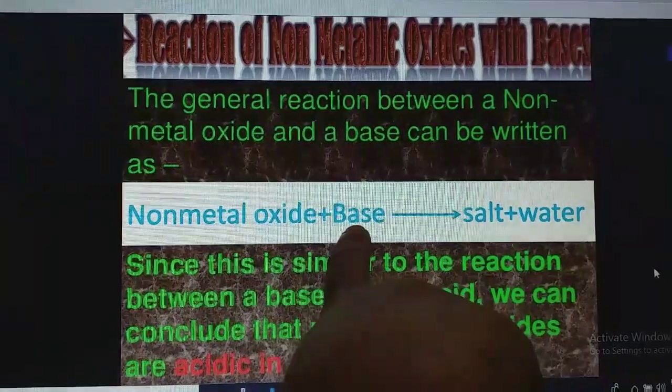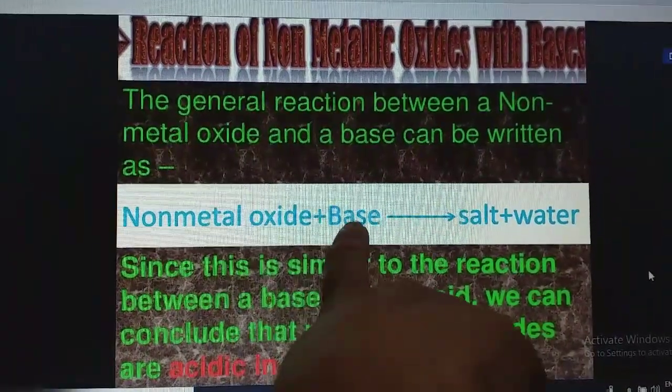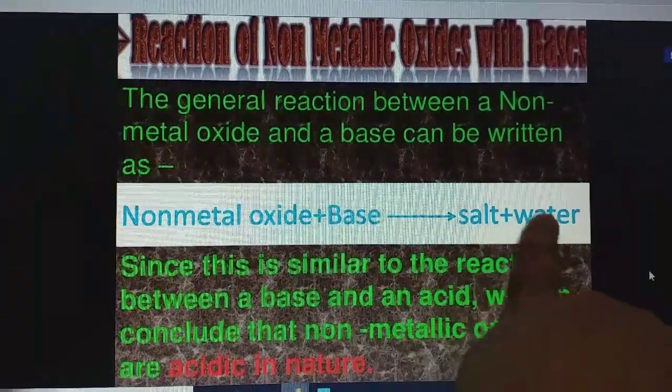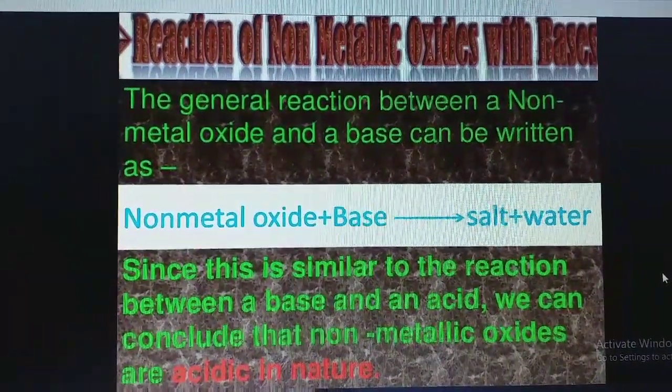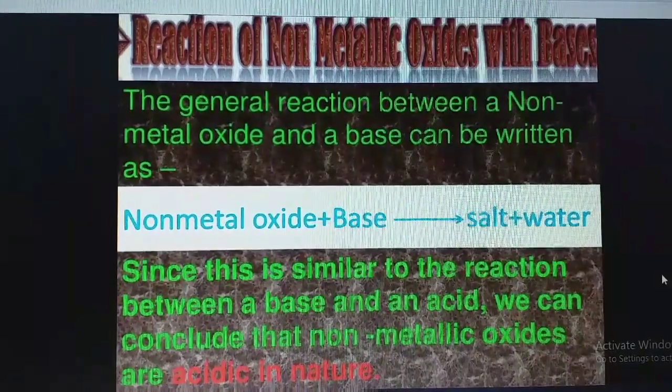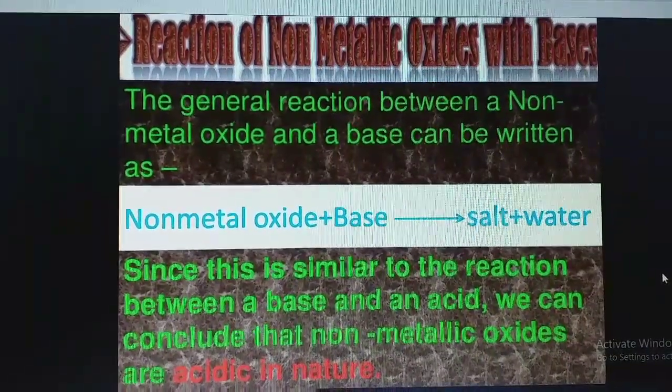So whenever you introduce a base, again this is acidic, this is base, you get again salt plus water. Again this is similar to the reaction between a base and an acid. We can conclude that non-metallic oxides are acidic in nature.